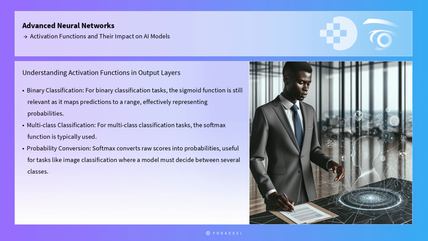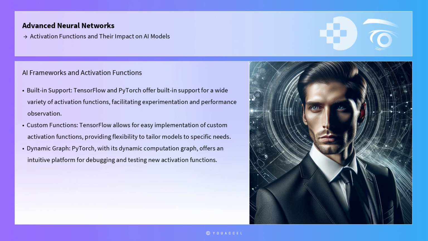Activation functions also come into play when dealing with output layers. For binary classification tasks, the sigmoid function is still relevant as it maps predictions to a range, effectively representing probabilities. On the other hand, for multi-class classification tasks, the softmax function is typically used. Softmax converts raw scores into probabilities, which is particularly useful for tasks like image classification, where a model must decide between several classes.